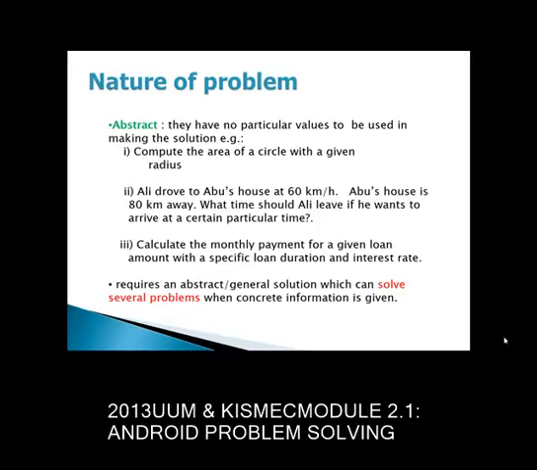The third one is much clearer: to calculate the monthly payment for a given loan amount with a specific loan duration and interest rate. There's no value given here, so the user can enter any value that they are interested in. So it requires an abstract or general solution which can solve many problems. The user can use the application to solve their problem, not for a specific person.